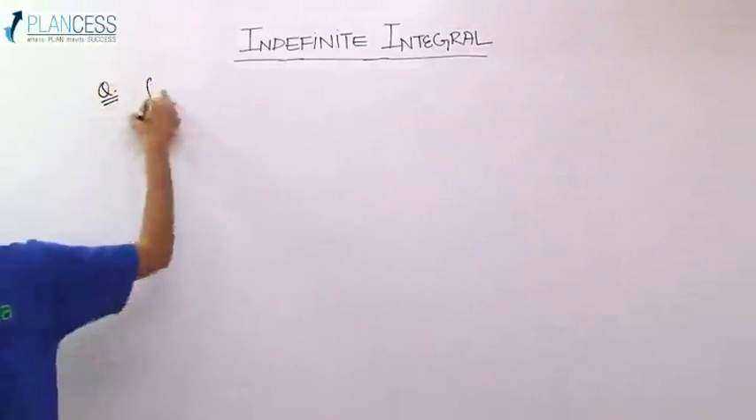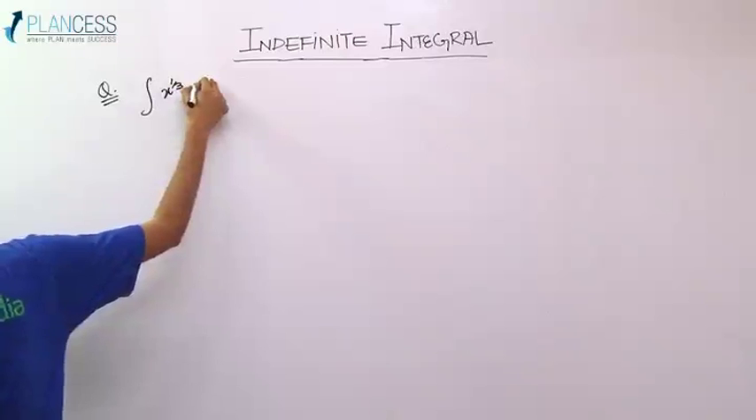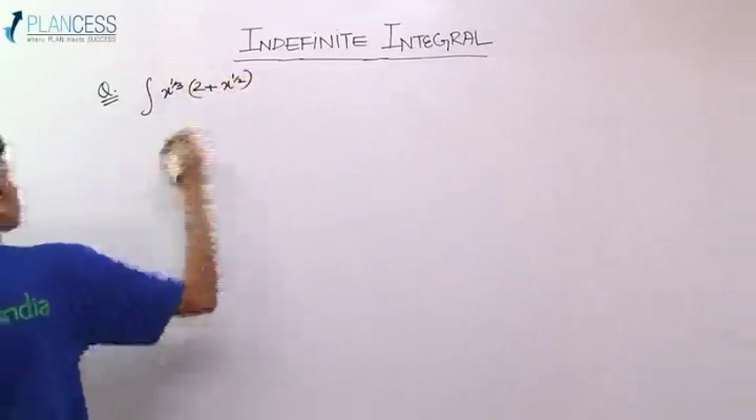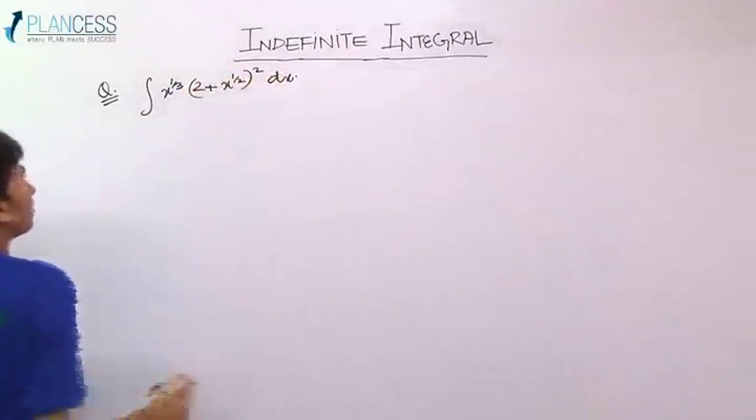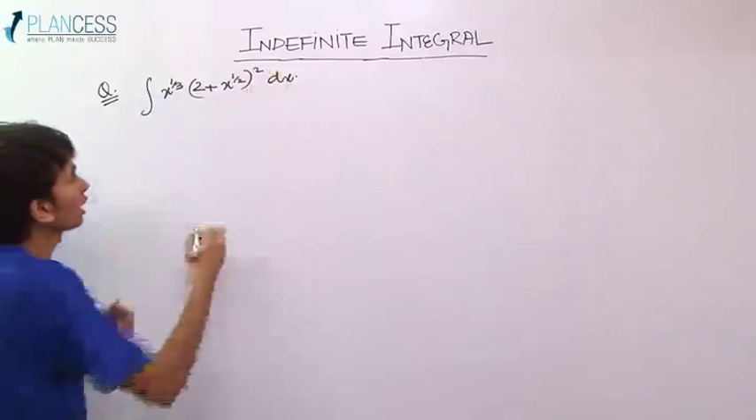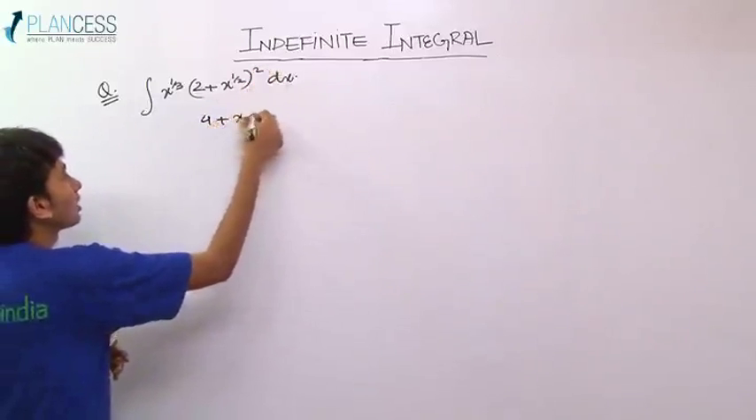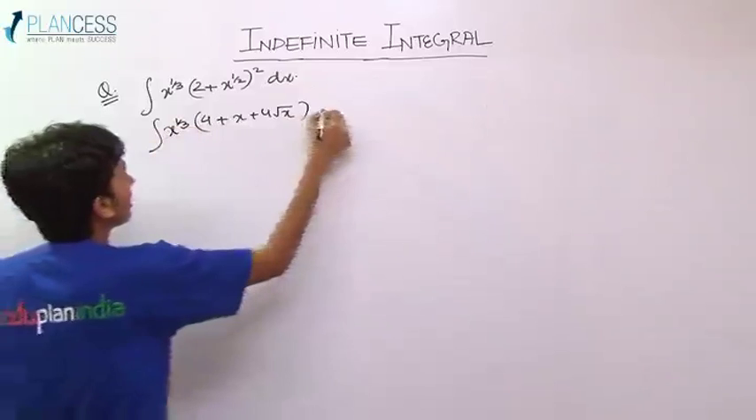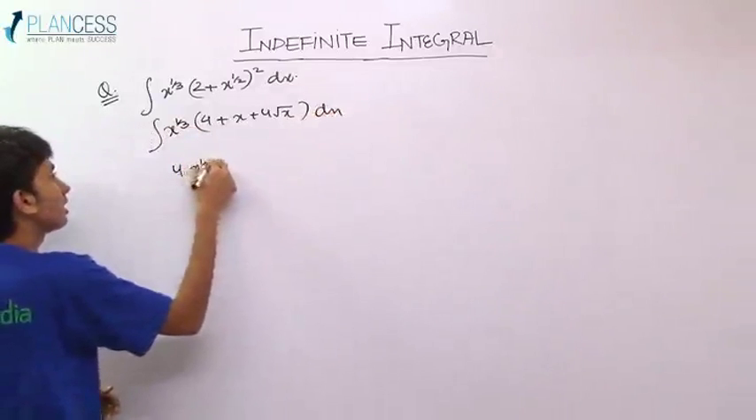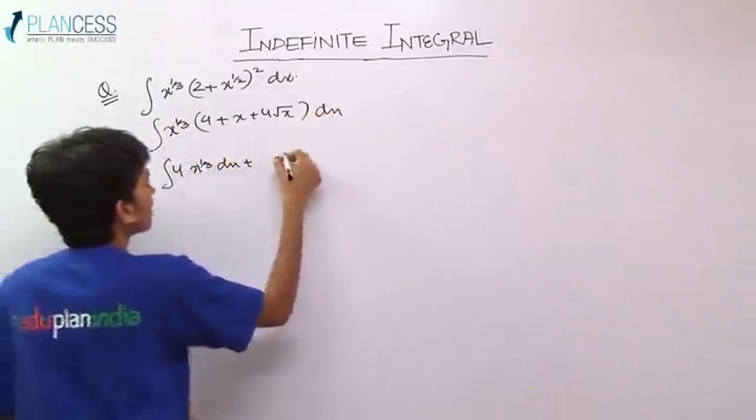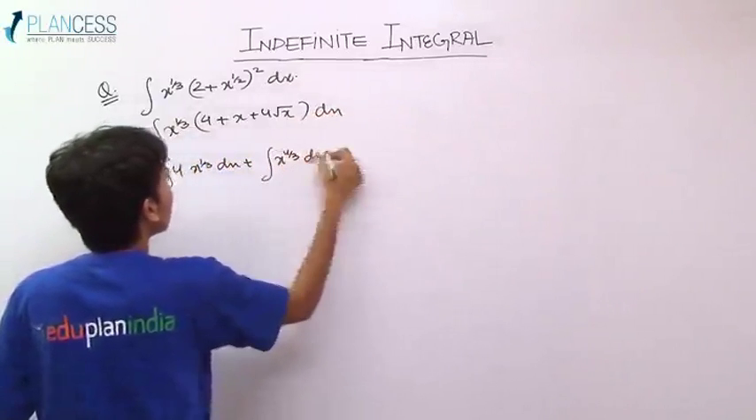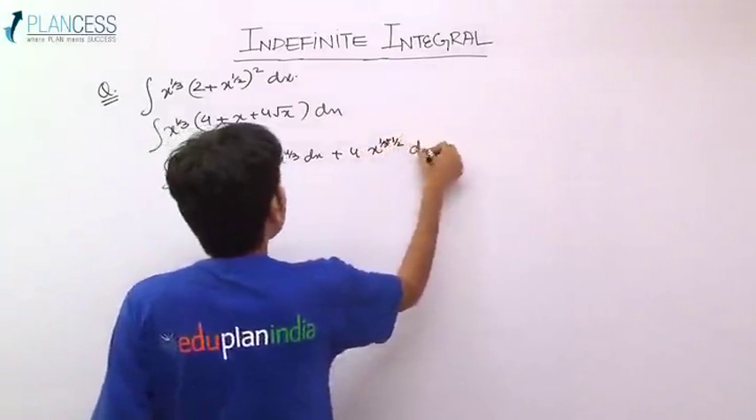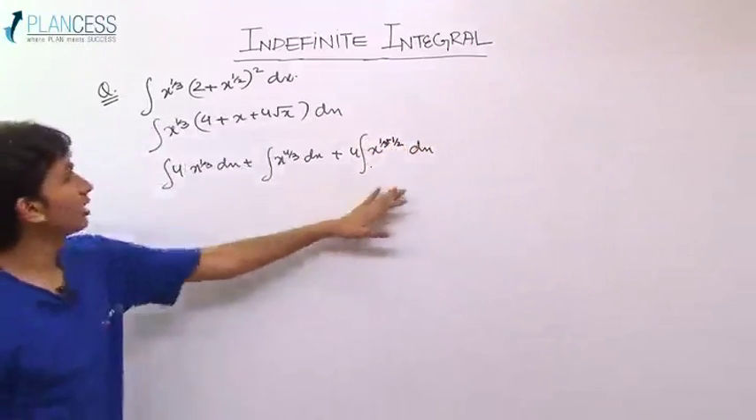It says (x^(1/3))(2 + x^(1/2))^2 dx. This is of the first type, where p is an integer. So expand it. We have (4 + x + 4√x) x^(1/3) dx. So you will get terms like the integral of 4x^(1/3) dx plus the integral of x^(4/3) dx plus the integral of 4x^(1/3 + 1/2) dx. Solve these 3 integrals and you are done.